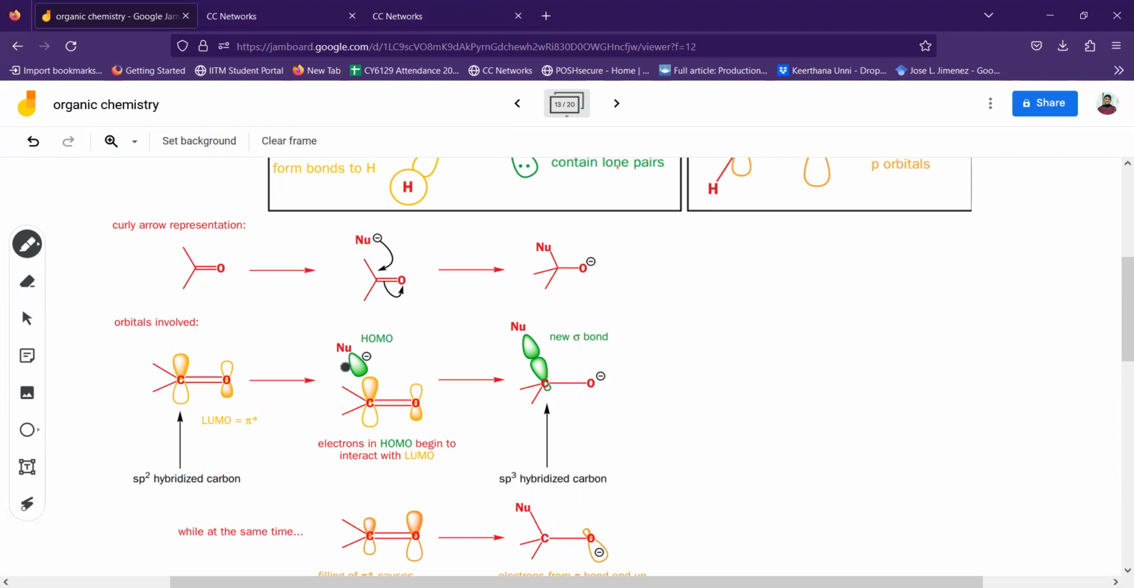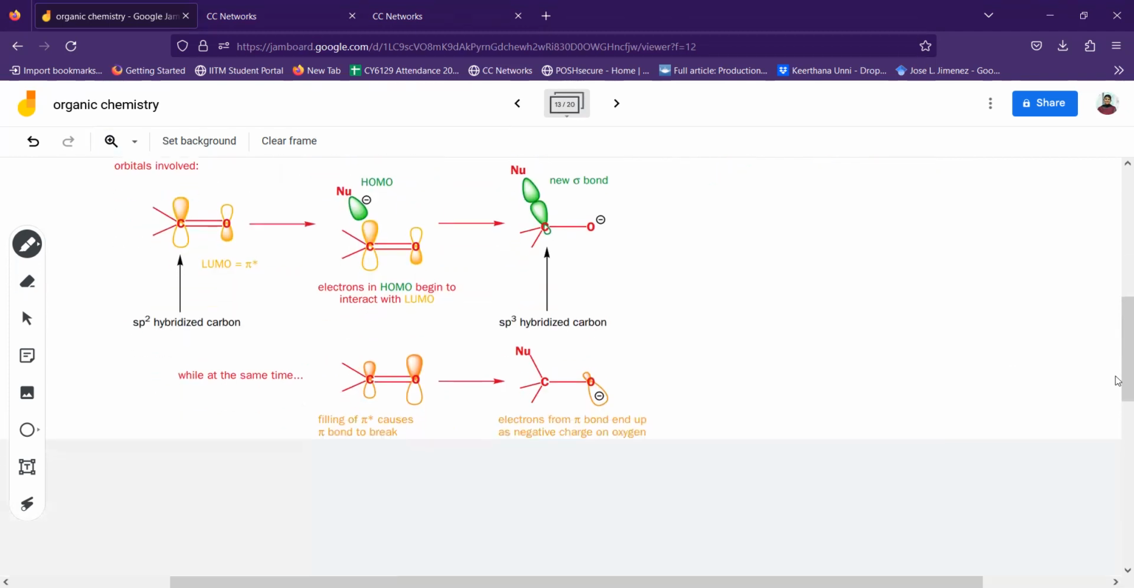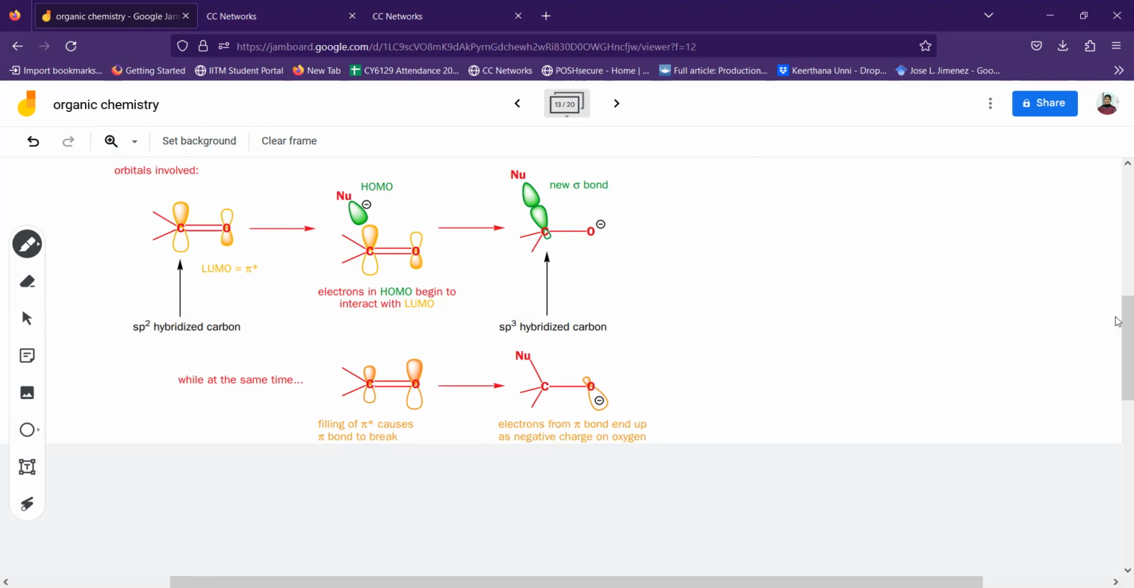Now here what will happen? Here this pi star is already there, and the HOMO of the nucleophile is a filled orbital. So it will interact here and a new sigma bond will form. Here we know that the LUMO is a pi star orbital, so filling of this pi star orbital will cause the pi bond to break, and electrons from the pi bond end up as negative charge on oxygen. And after this, a proton will add to this negative center. This is what is happening in a nucleophilic addition to a carbonyl group.